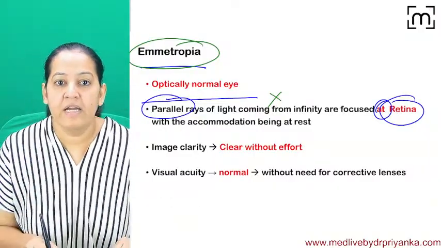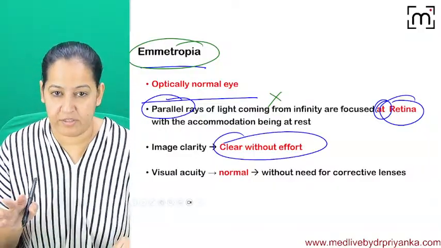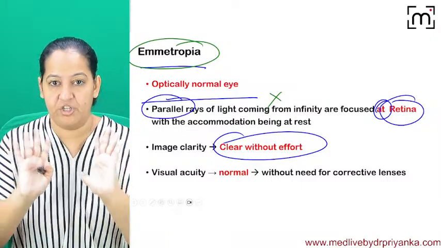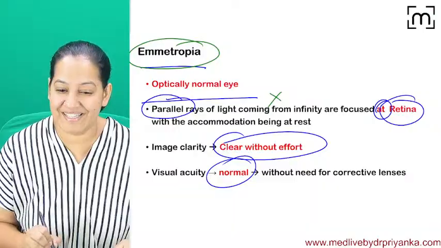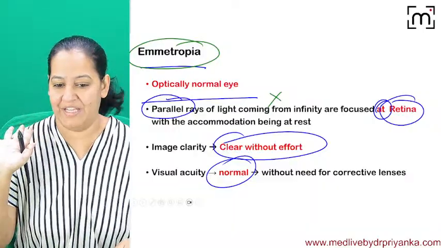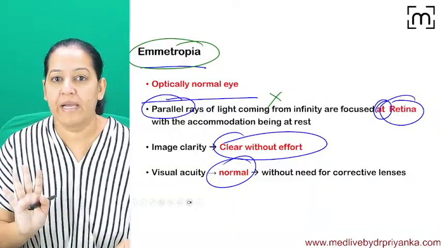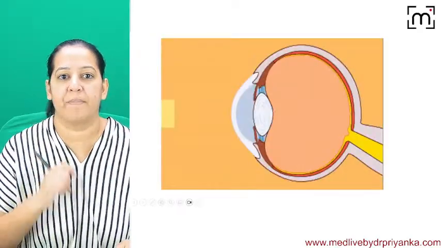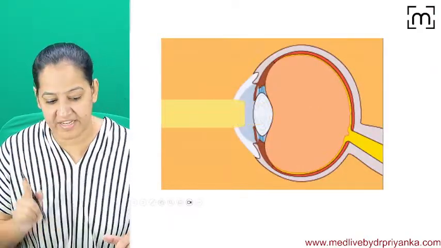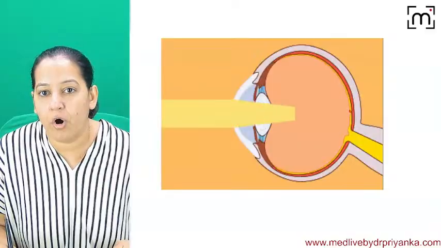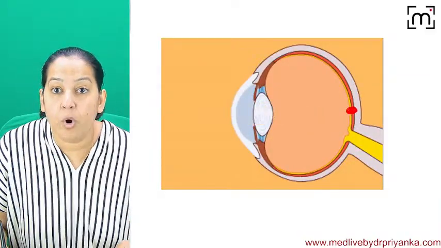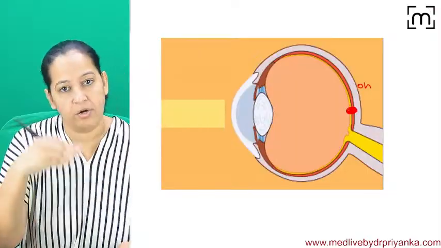So there is a clear image without any effort, without doing accommodation. I can see a clear image without any efforts, and the visual acuity is normal. I can see a crisp, clear image of everything in front of me. So this is emmetropia. What is the path in emmetropia? See, the parallel rays are coming from infinity and focus on the red dot. I'm drawing the red dot over here. So the image is on the retina, neither before it nor beyond it.